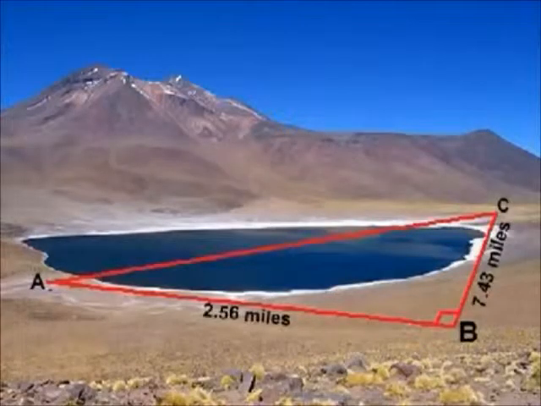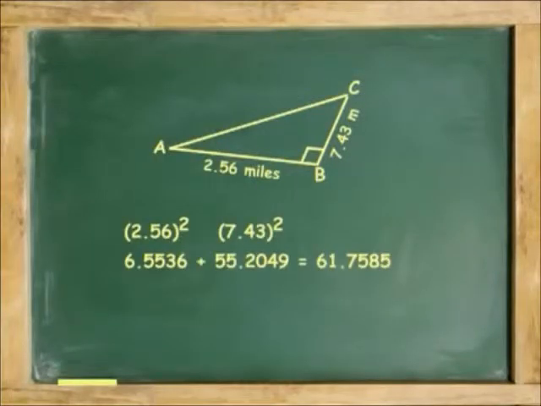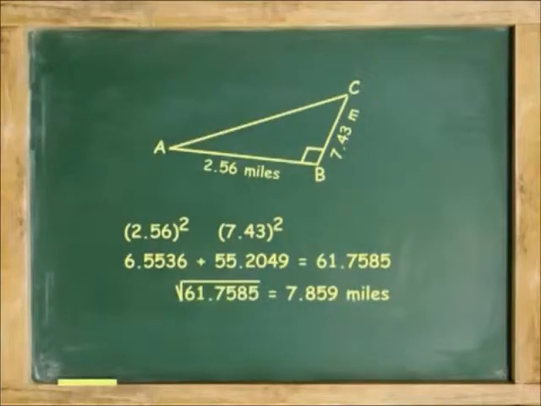For example, what is the distance AC across the lake? Because measuring a distance using a boat is not very accurate, measuring AB and BC was achieved over land. However, there is no need to measure AC, for it can be computed using the Pythagorean theorem. In other words, square AB, square BC, add AB and BC in the squared form. Find the square root using a calculator and, rounding off, the distance across the lake is 7.859 miles.